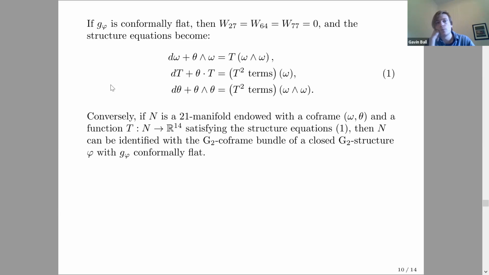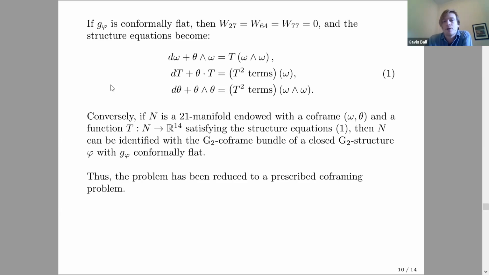So the problem is then reduced completely to a prescribed coframing problem. What I want to do now, in order to construct these manifolds that have closed G2 structures with conformally flat metric, is find N with omega, theta, and T so that these equations are satisfied. That's a prescribed coframing problem.